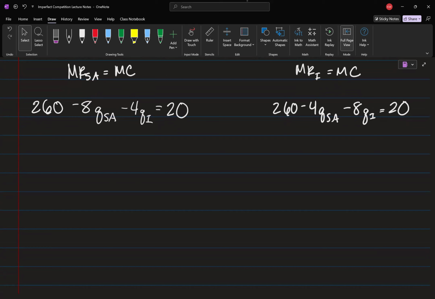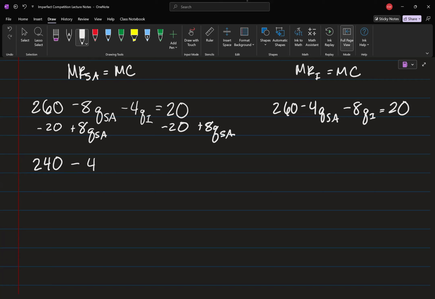All right. And so from here, we're going to solve each of these equations for each country's quantity in turn. So on the left, we're going to focus on identifying Saudi Arabia's output formula. And on the right, we're going to focus on identifying Iran's output formula. We're going to start with Saudi Arabia. So I'm going to subtract 20 from both sides and add 8 times the quantity produced by Saudi Arabia. So that gives us 240 minus 4 times the quantity Iran produces equal to 8 times the quantity Saudi Arabia produces.